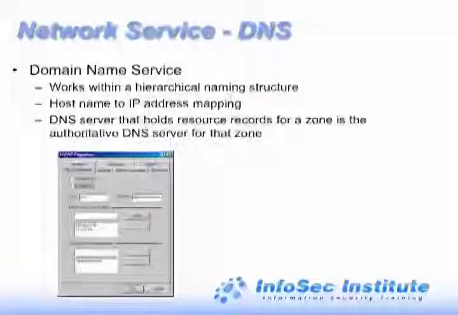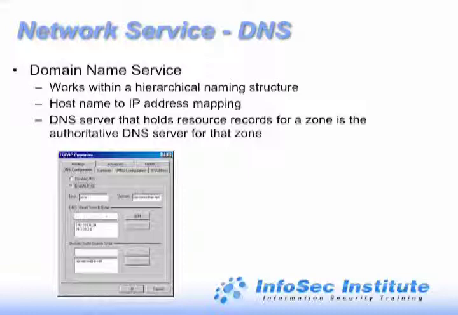Okay, DNS. It's the Domain Name Service. It works within a hierarchical naming structure. Basically it's a host name to IP address mapping. A DNS server holds the records for the zones, things like that, for the authoritative DNS server as well. It also has MX records, which are going to be your mail records. It has NS records, which are name server records for the domain, and also has what are called A records.